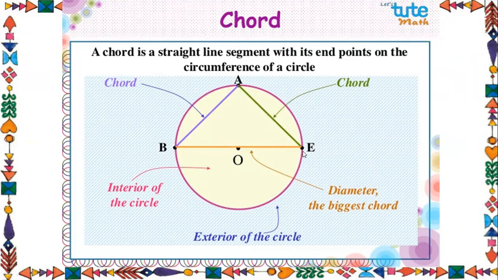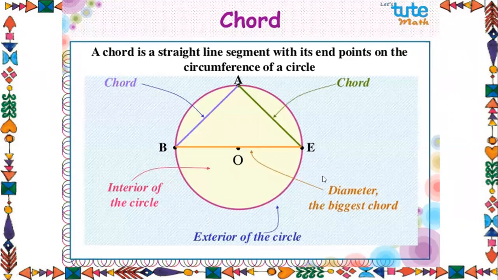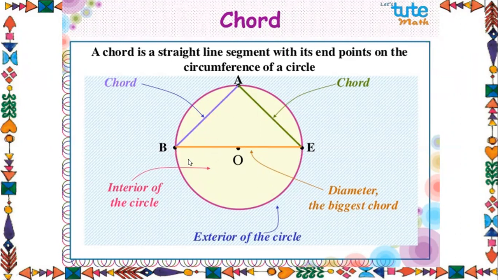And children, you will see that this is BE, known as a diameter. We are calling it a chord also. Please remember, diameter is the biggest chord. Diameter can be a chord, but all chords cannot be a diameter. You remember the basic property of diameter, that it should pass through the center. It is also connecting the 2 points on the circle, but it should pass via center. So this is a diameter as well as a chord.